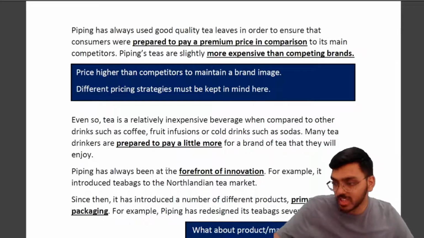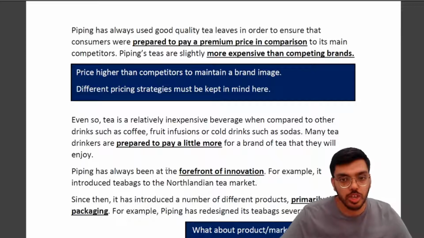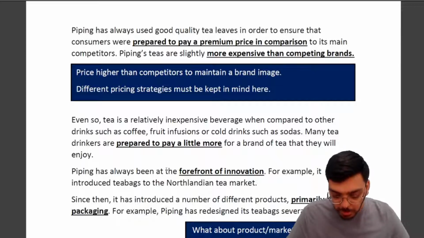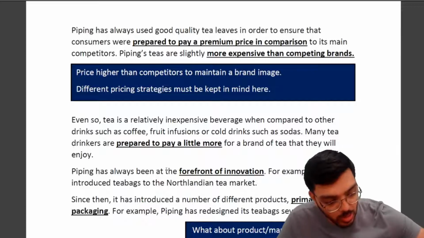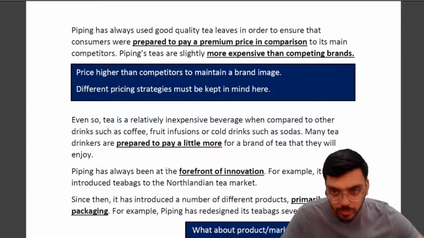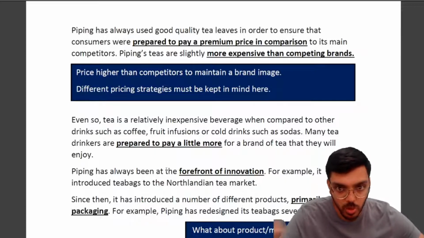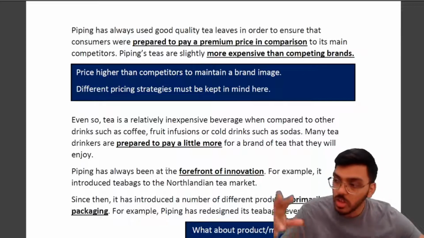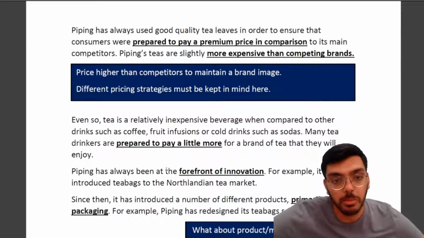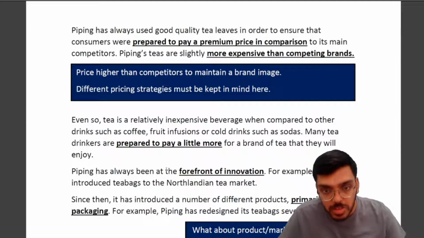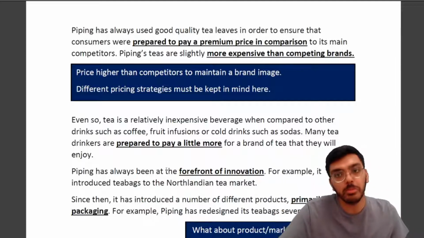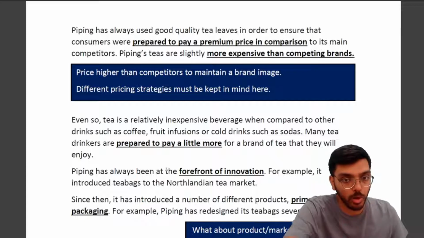Let's say you are expanding and start to sell in another geographical area. What pricing method could you follow or will you follow? For that, you'll have to know the current pricing of piping that we know is premium pricing. For that, you'll also have to know the different pricing strategies and methods that are available. That's from your P2 syllabus. Only then will you be able to suggest. So this is important to keep in mind.